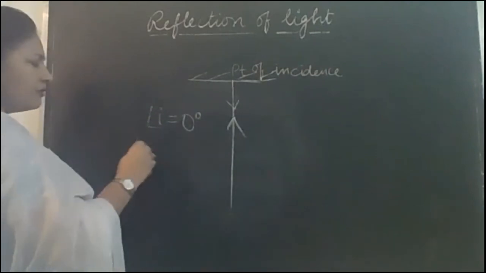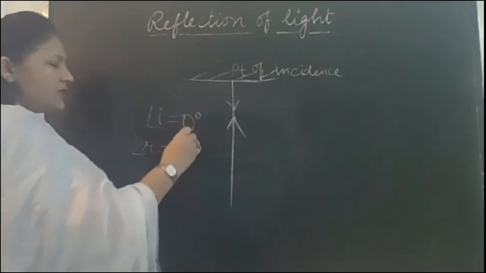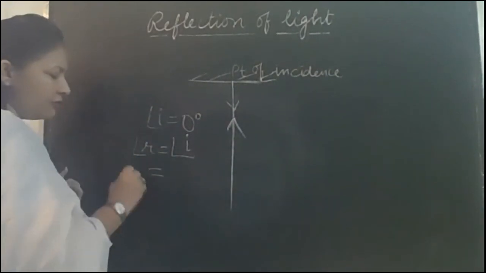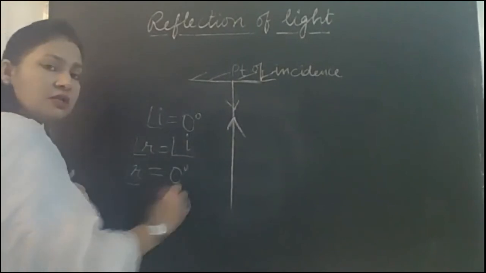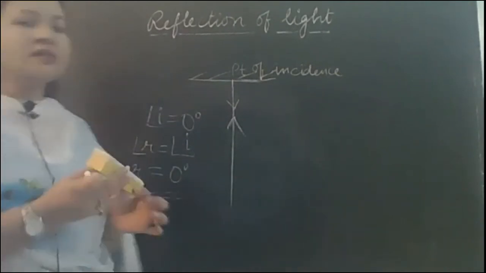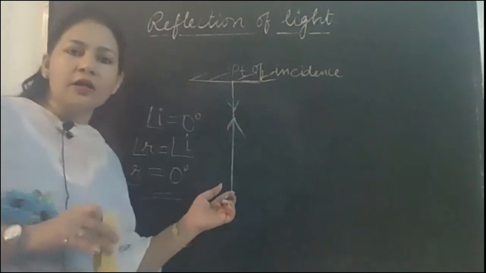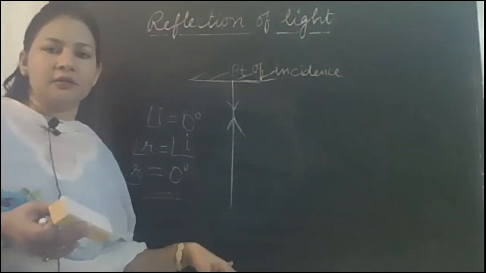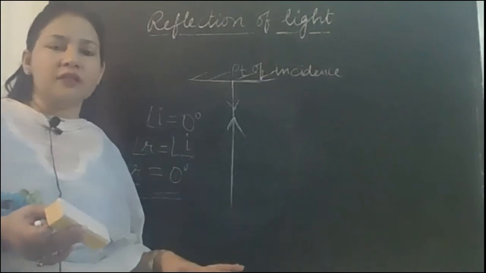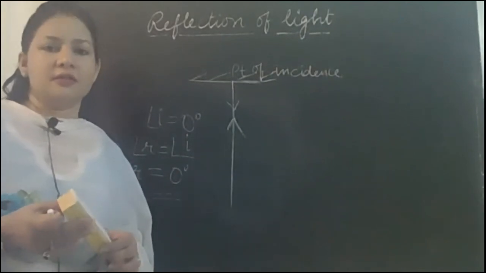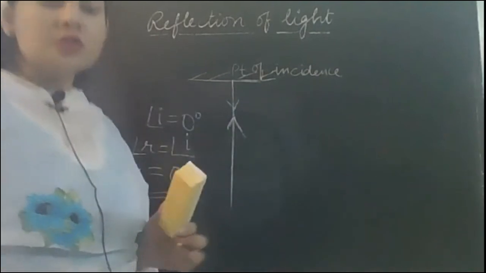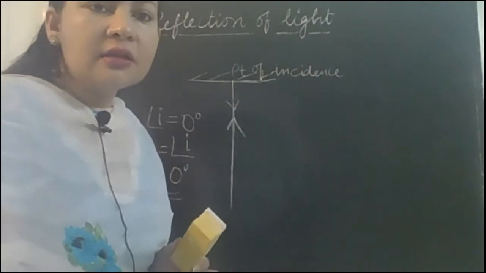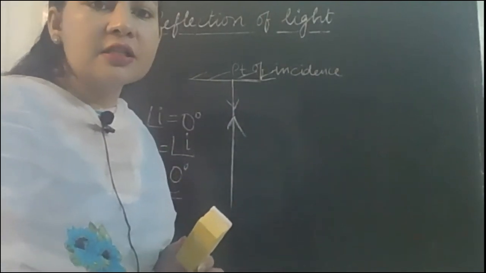According to the laws of reflection, the angle of reflection is always equal to the angle of incidence. So the angle of reflection is also 0 degree. That means the reflected ray should also be along it. How is it possible? The ray strikes and comes back. So it retraces its path for normal incidence. Is that clear? So for normal incidence, the ray will retrace its path.